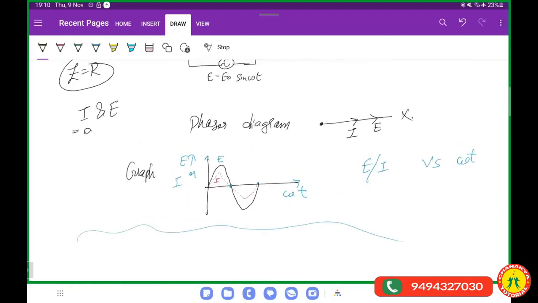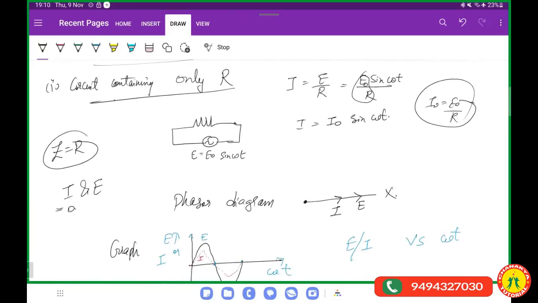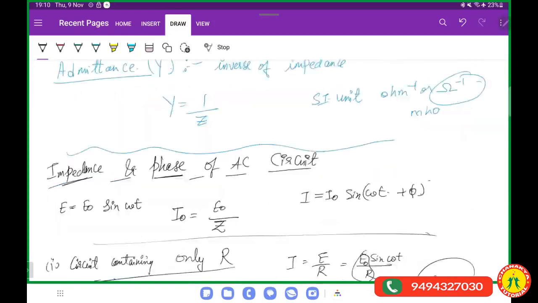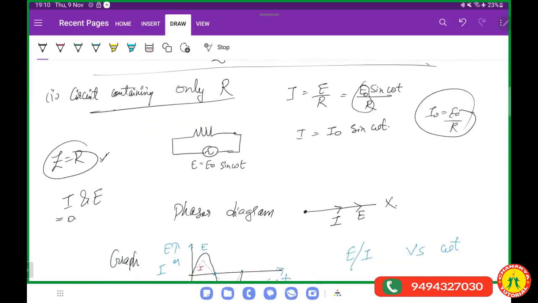Next, if we see, you got it, this one? Yes, sir. Anything you want to ask here? As impedance is resistance, it's the same. Impedance is our total resistance, but as it is only a resistive circuit, that means Z equals R. So if you write Z or you write R, it is the same, doesn't matter.